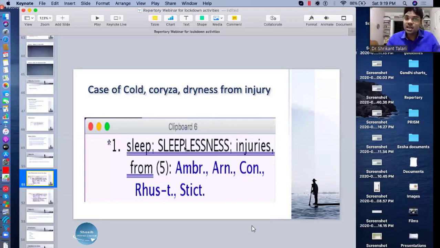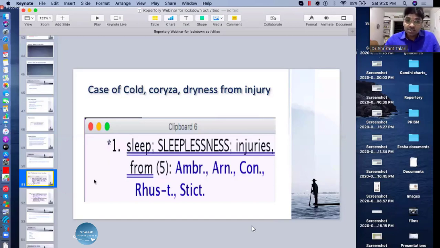So in this case, this is what came up: sleeplessness with injuries, after injuries. And then when I look at these 5 remedies, I understand the remedy for this patient is Sticta pulmonaria. Because if you read Sticta pulmonaria, it has coryza, but with dryness of nose. Patient feels there is a lot of dryness, too much dryness in the nose. That is Sticta pulmonaria. So I gave this patient Sticta pulmonaria.